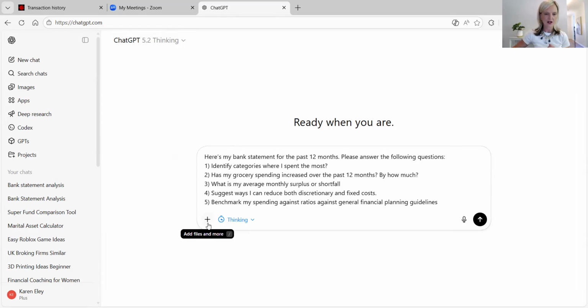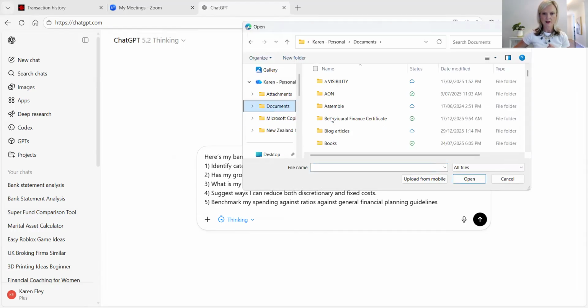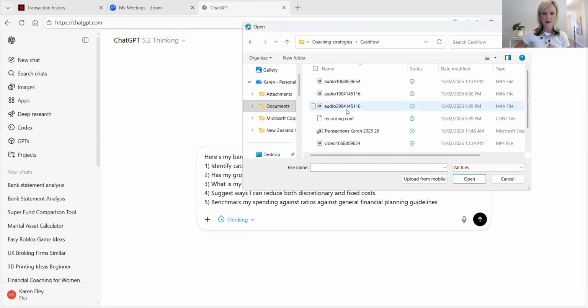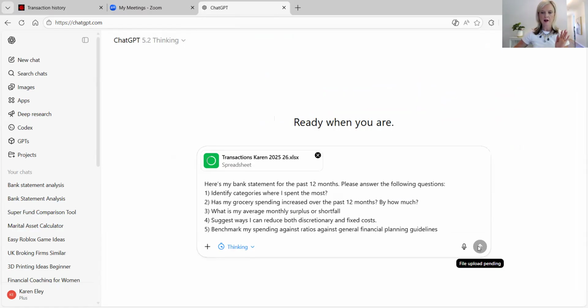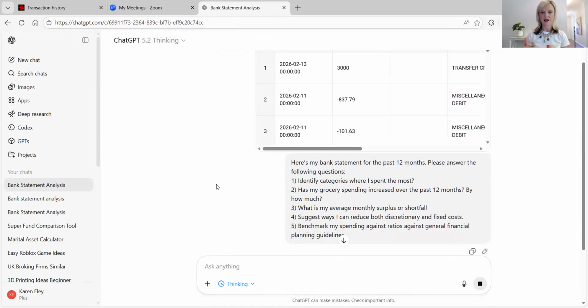So now what I'm going to do is I just need to add my file in here. I'm just going to do that. Where did I put it? Yeah, the cash flow one, that one. Great. So it's all in there. I'm going to upload that now. And it's going to take a couple of minutes to think about it and do the analysis.